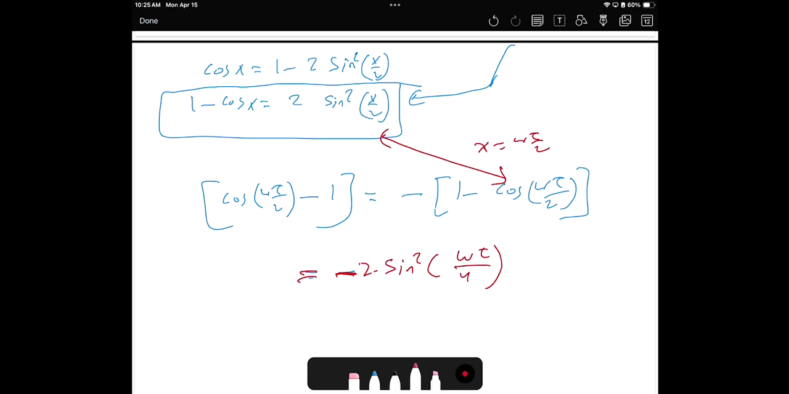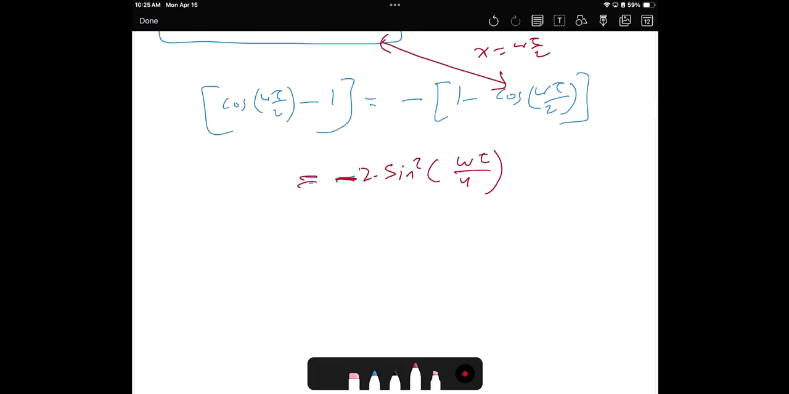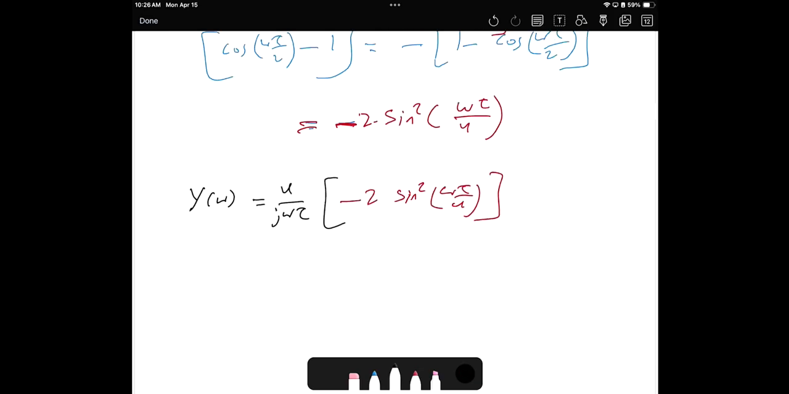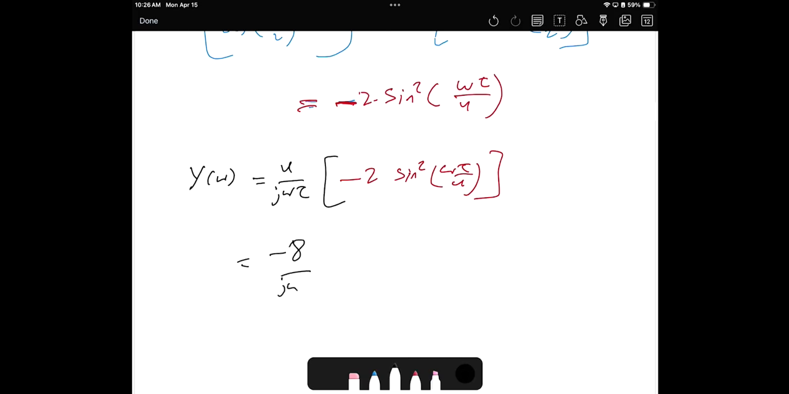Then I can substitute this into the original expression. So Y of ω equals 4 over jωτ, times negative 2 sine squared of ωτ over 4. Putting negative 2 outside of the brackets, it becomes negative 8 over jωτ, sine squared of ωτ over 4. This is the final answer for Y of ω.